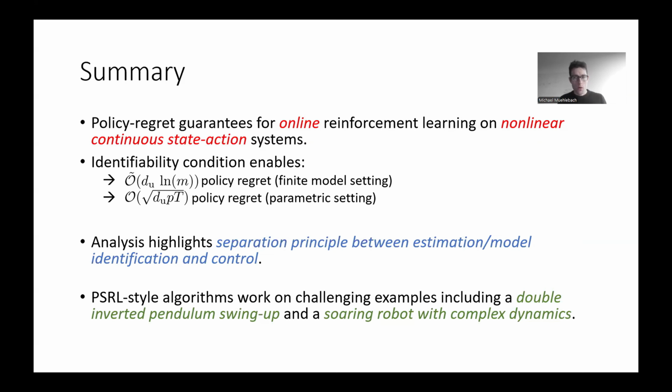We also have ongoing work where we apply this to a real-world soaring robot that soars in a vertical wind tunnel and where there's really challenging aerodynamics. And it's a system where, due to the complexity of the interactions between the system and its environment, we're not able to come up with accurate simulators.